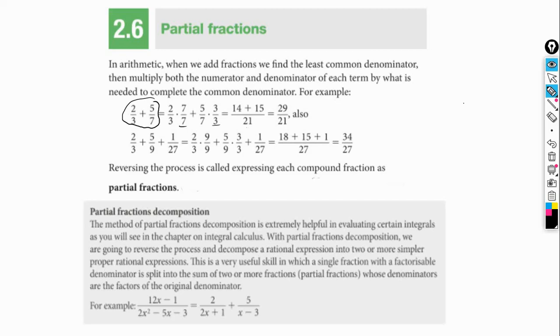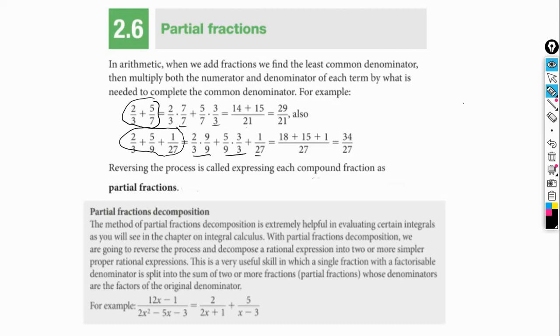Another example where we add three terms. In this case, the least common denominator would be 27. Therefore, we multiply 2/3 by 9/9, 5/9 by 3/3, and we add 1/27 to that. So we get 18 plus 15 plus 1 equaling 34 over 27.